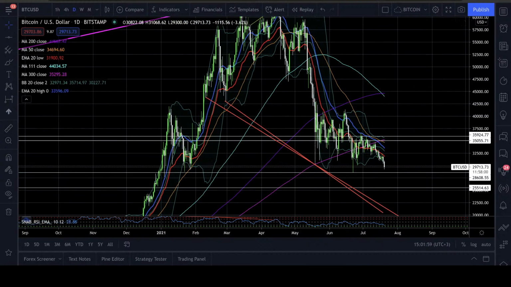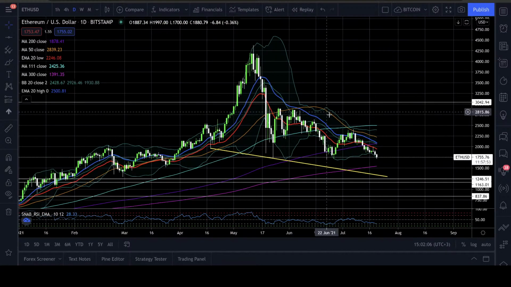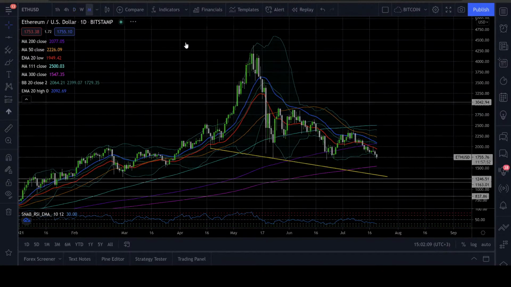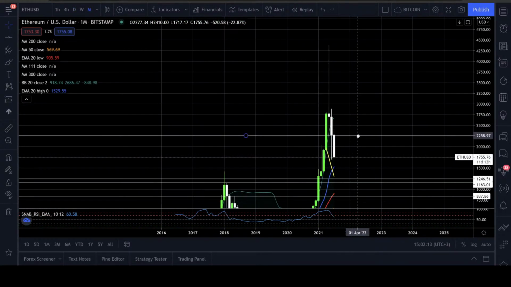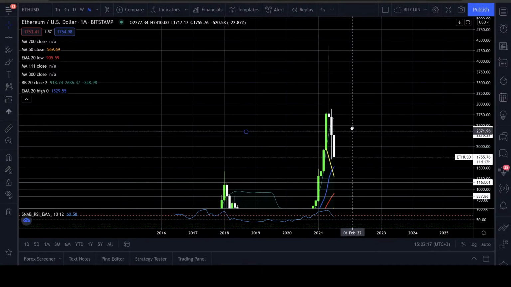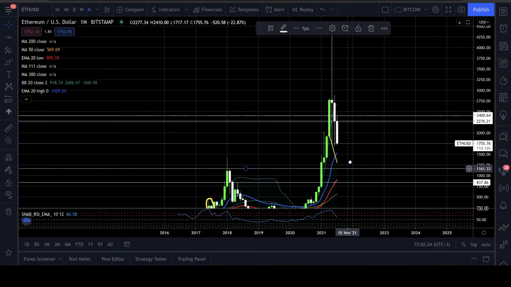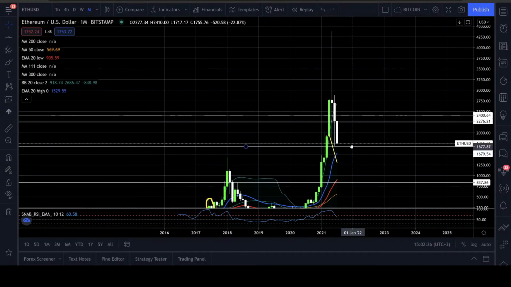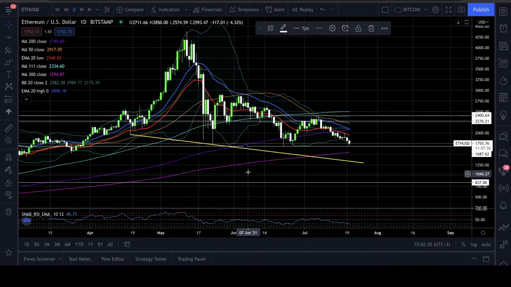And similar with Ethereum. Now let's have a look at Ethereum. So once again, we start with the monthly chart and we plot the monthly open and the wick and the previous monthly lows. Okay. Now we can go to the lower time frame.